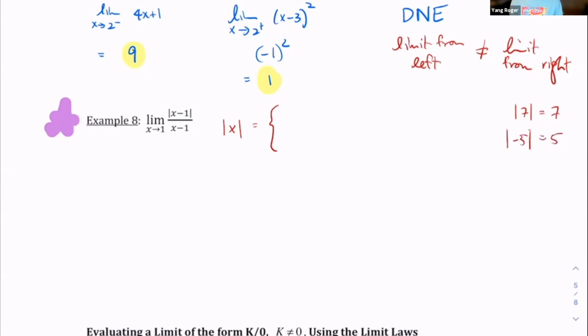So the way that we define absolute value is, if x is already non-negative, the output's going to be x. But if x is negative, how do you turn a negative number into a positive number? Well, when you multiply by -1, that makes a negative number into a positive number. So I'm going to put a negative x here. Does that make sense to everybody?